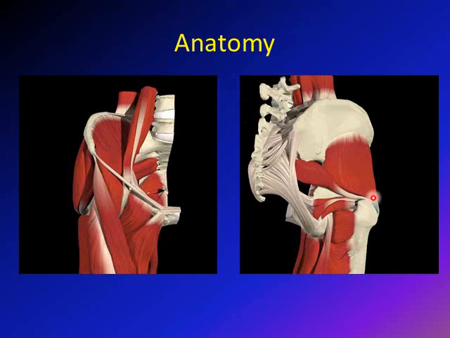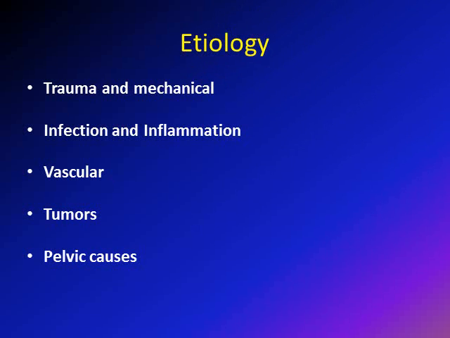There are lots of muscles that cover the hip joint. These muscles are responsible for the movement of the hip joint. What are the causes of hip joint pain in children? The causes can be classified into trauma and mechanical causes, infection and inflammation, vascular causes, tumor causes, and deep pelvic causes for hip pain.